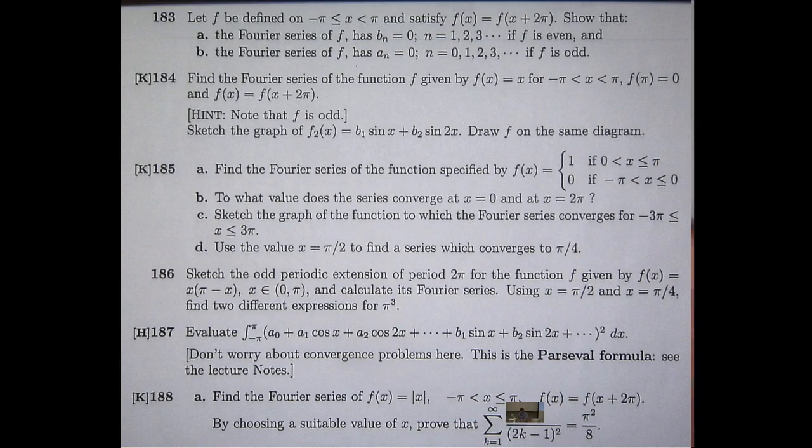All right, so let's have a look at a simple example. I'm going to do 184. Find the Fourier series of the function f given by f of x equals x for x between minus pi and pi, with f of pi defined to be 0. And f is periodic with period 2 pi. And then we're asked to sketch the graph of some of the partial sums of our Fourier series. And we're also asked to draw f on the same diagram. So I'm going to go through that step by step, and when I move on to 185, I'll go a little quicker. So let's have a look at that.